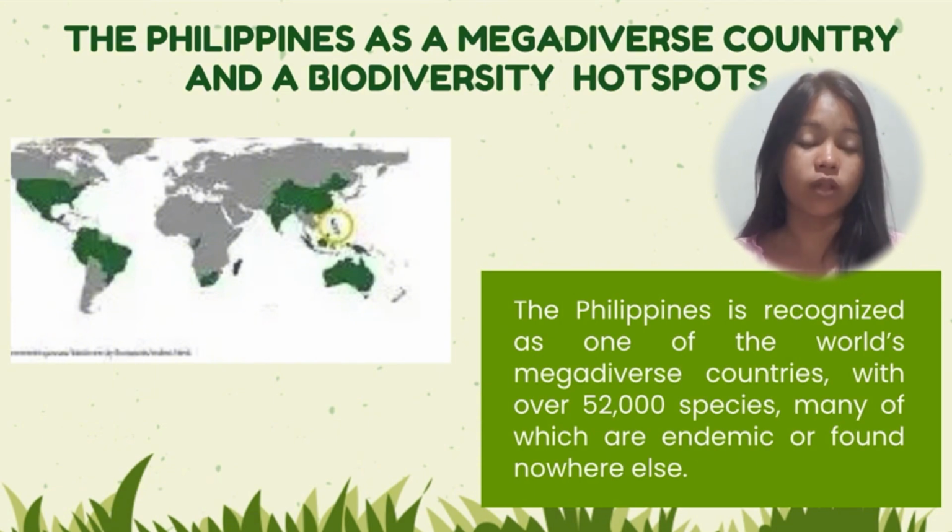The Philippines is called a mega-diverse country because it has a very large number of plants and animals, more than 52,000 species. Many of these are endemic, which means they can only be found in the Philippines.